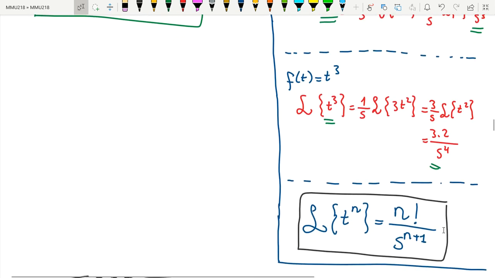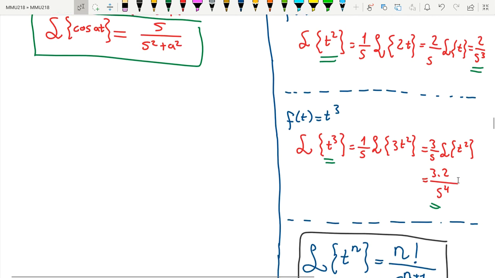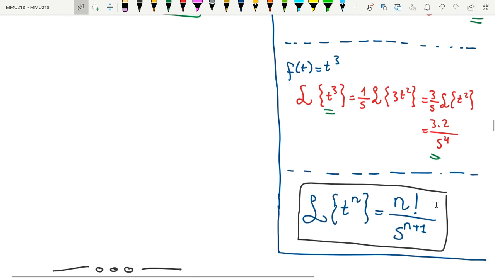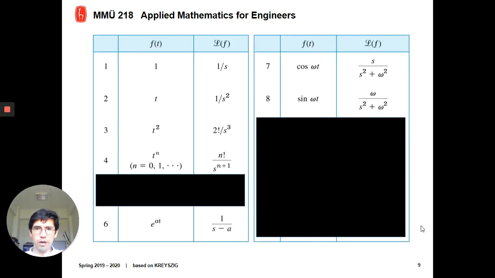So let's generalize it. What do we see here? It's like 3 times 2 times 1, and 1 is already here. That's 3 factorial. So the nth power of t is going to be n factorial over s to the power n plus 1. That's the general formula that you can find in your tables. So let's open up our table. We have the derivative, t to the power n, and cosine omega t or at.